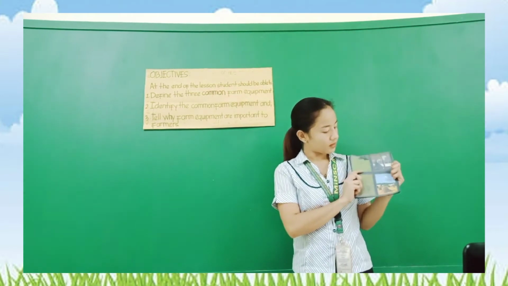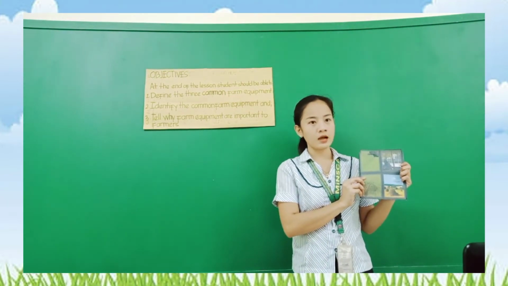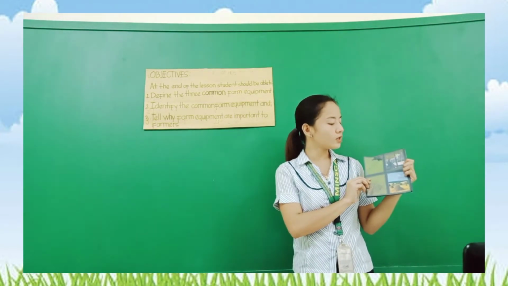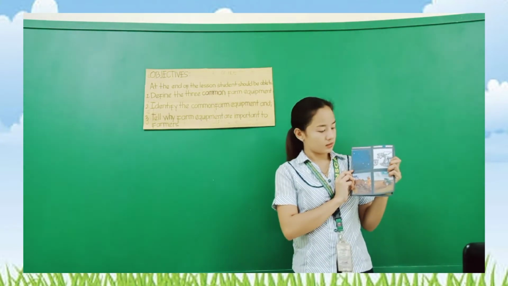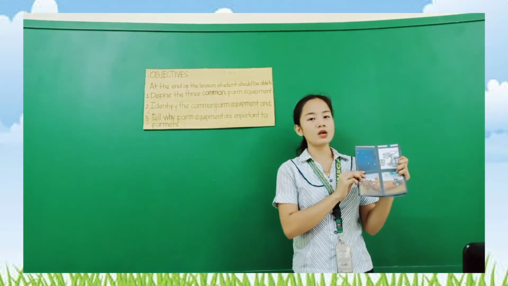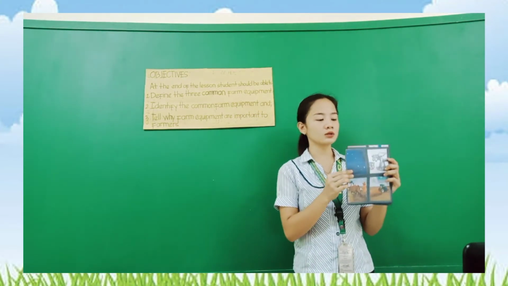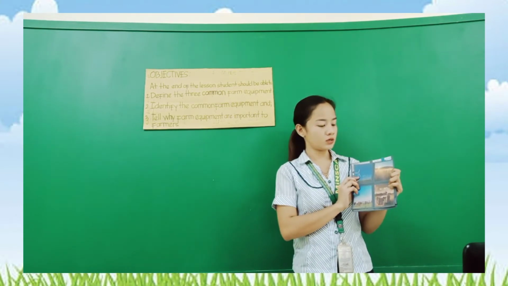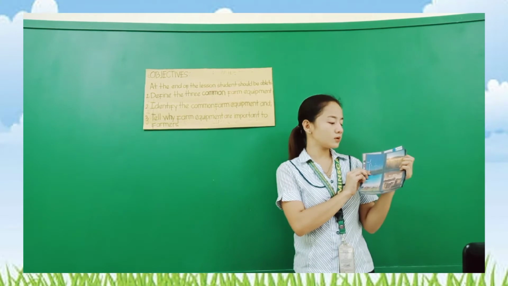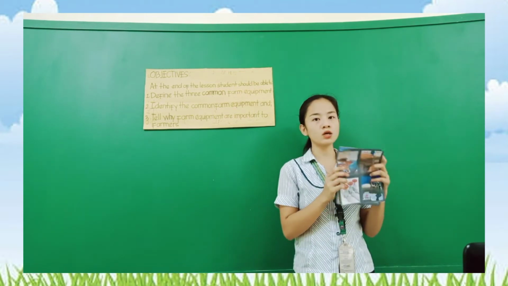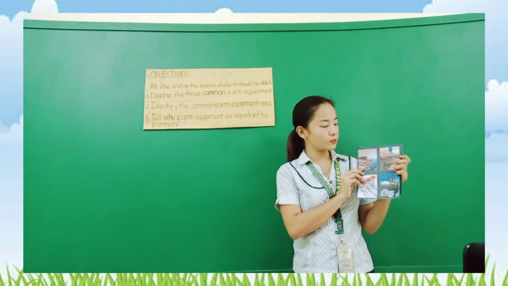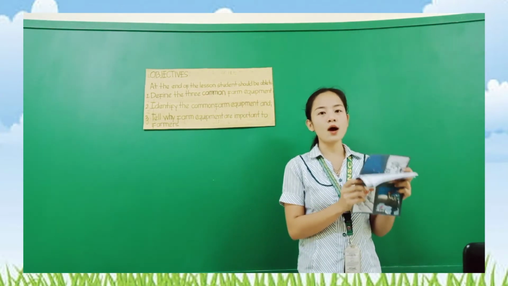Okay. The first picture, what is in the first picture? Yes, group 2. Okay, very good. This is the grass cutter. How about the next picture? Okay, yes, group 1. Very good. It is a 4-wheel tractor. How about the next picture? Okay, group 2. Okay, very good. It is a thresher. And the last picture. Okay, yes, group 2. Okay, very good. It is a water pump. So, class, let's give group 2 three claps. 1, 2, 3. Very good, group 2.